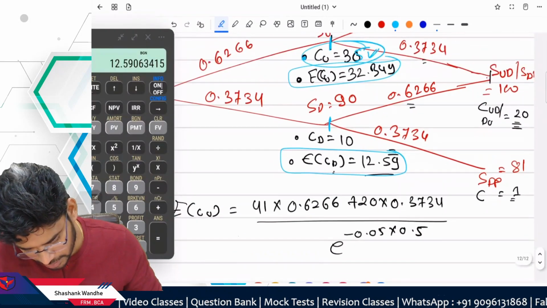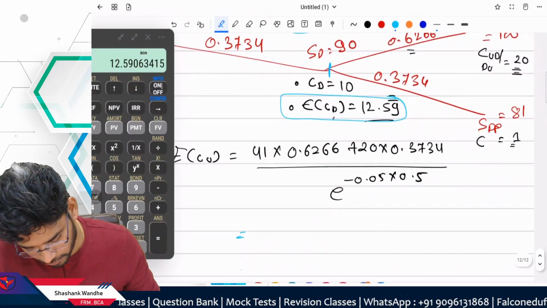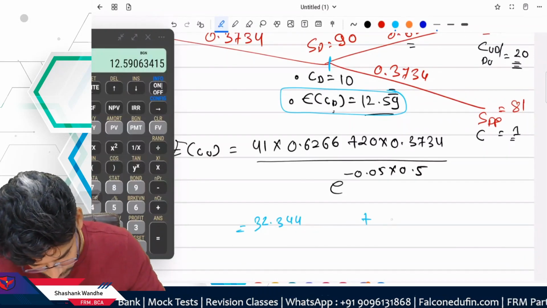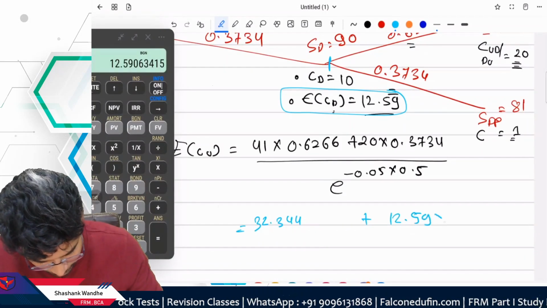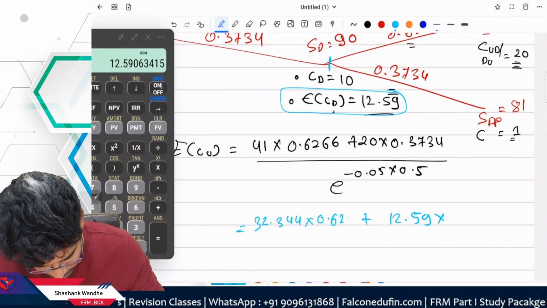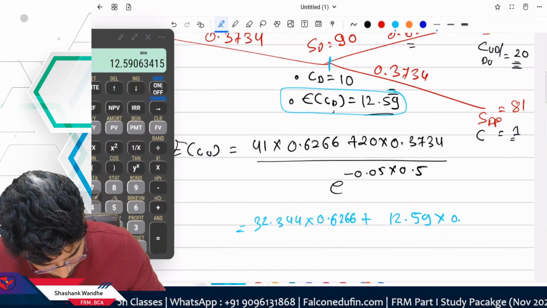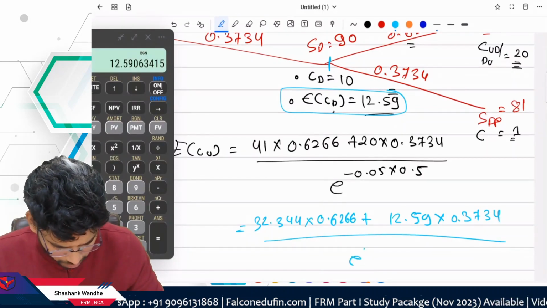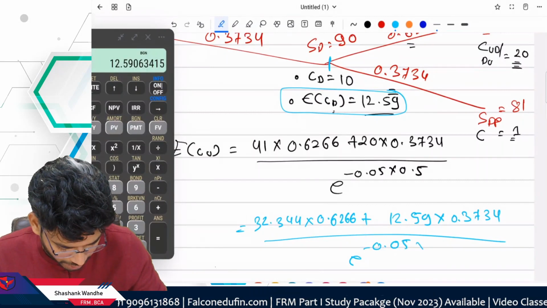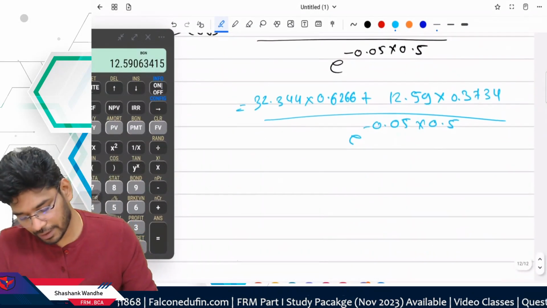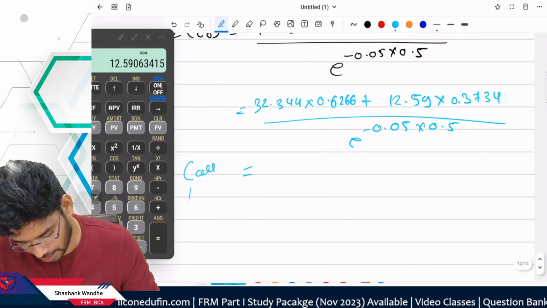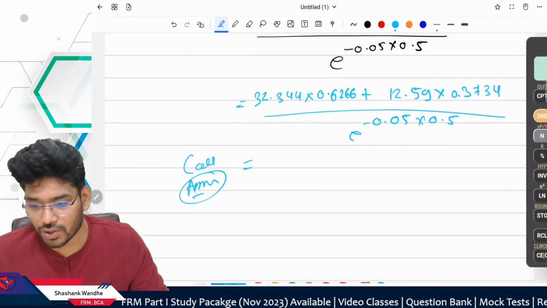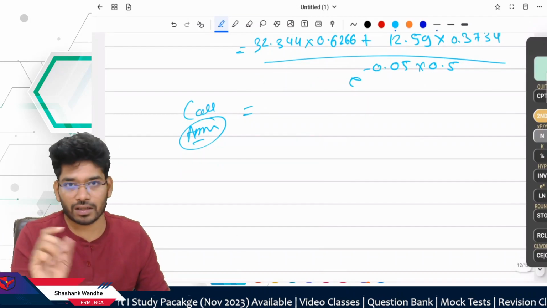So simply, 32.344 plus 12.59 multiplied by 0.6266, then 0.3734, divided by e to the power, or whatever you like. You can directly use the direct formula and simply solve this, and you will get the American call price. That's the difference between the American and the European option. Fine. So this is all about the first part, the binomial option part.